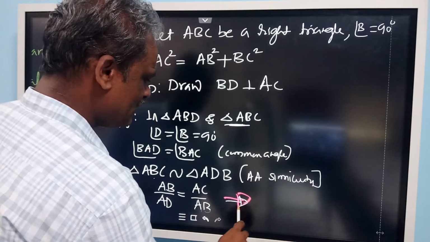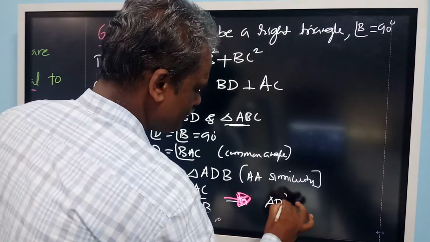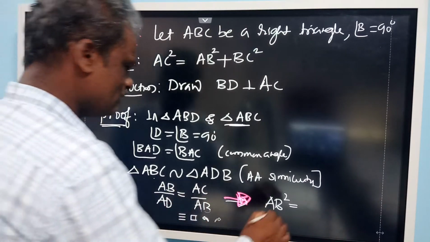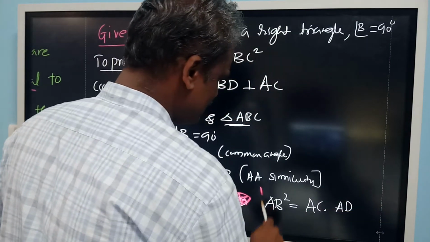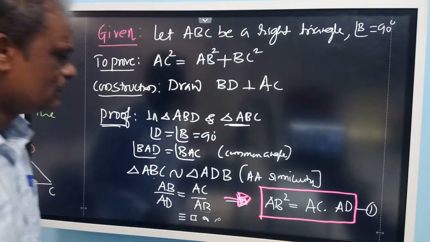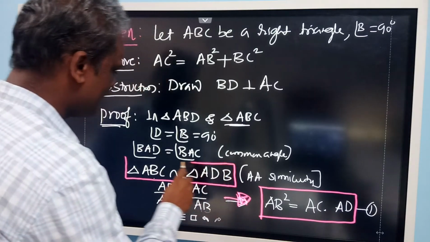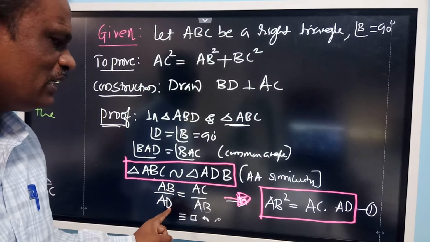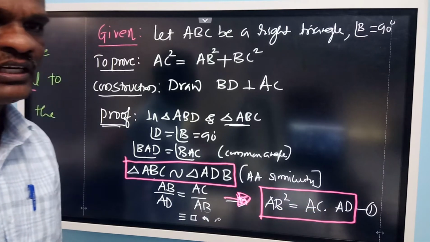So this ratio will give you AB into AB, that is AB square, is equal to AC into AD. So this is equation 1. You can call this as 1. By proving these two triangles are similar, we wrote the sides are proportional. Cross multiply this one, AB square equals AC into AD. This is what we have written.